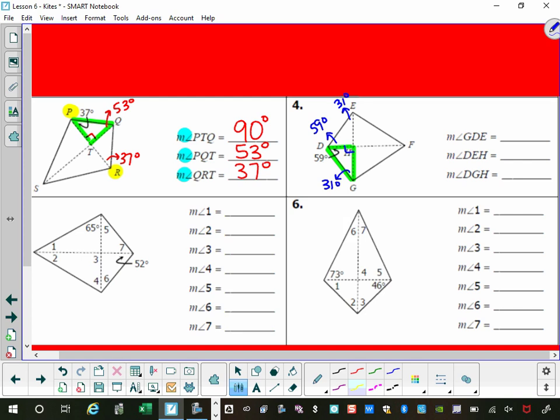What'd you get? For GDE, we're going from G, top to D, and then over to E, so it's including both of those angles. 59 plus 59.